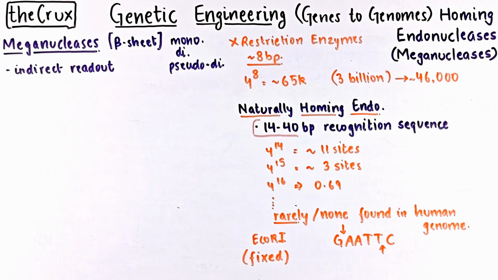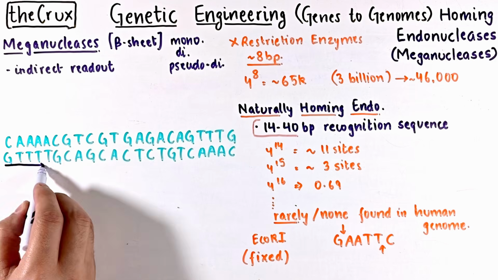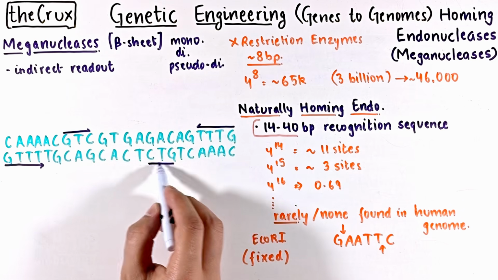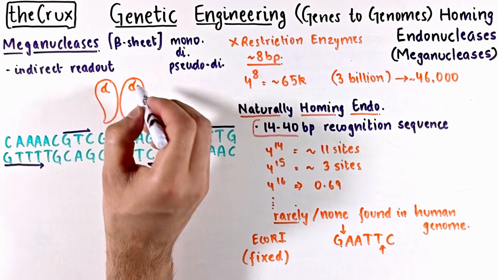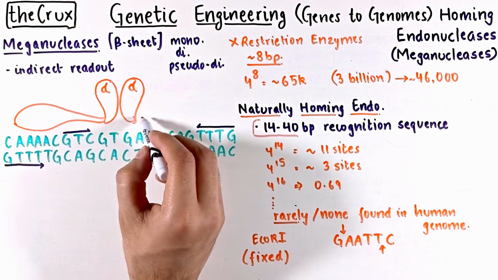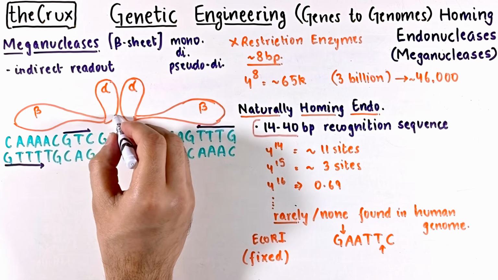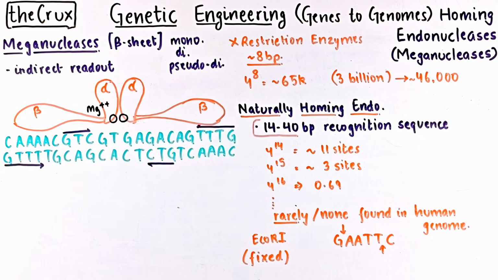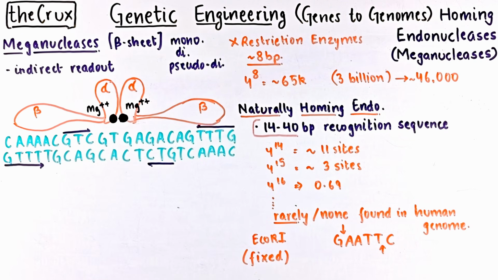So here's an example of a recognition sequence. It is not palindromic. It does have some inverted repeats, but they're not fixed in order. This site is recognized by a meganuclease called I-CreI. I-CreI is a dimer enzyme containing some alpha helices and beta sheets. Most meganucleases depend on some cofactors as well, like the magnesium ions.